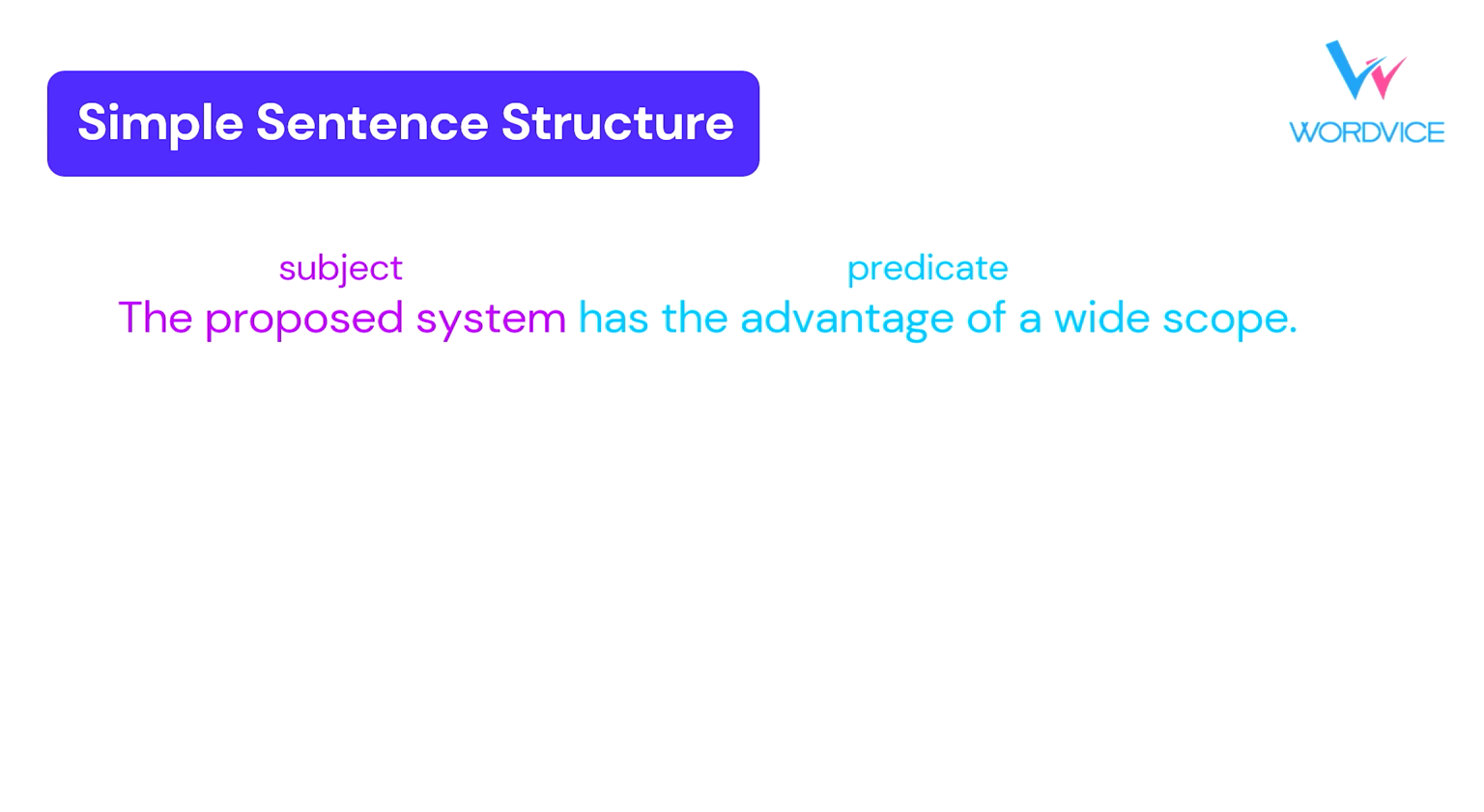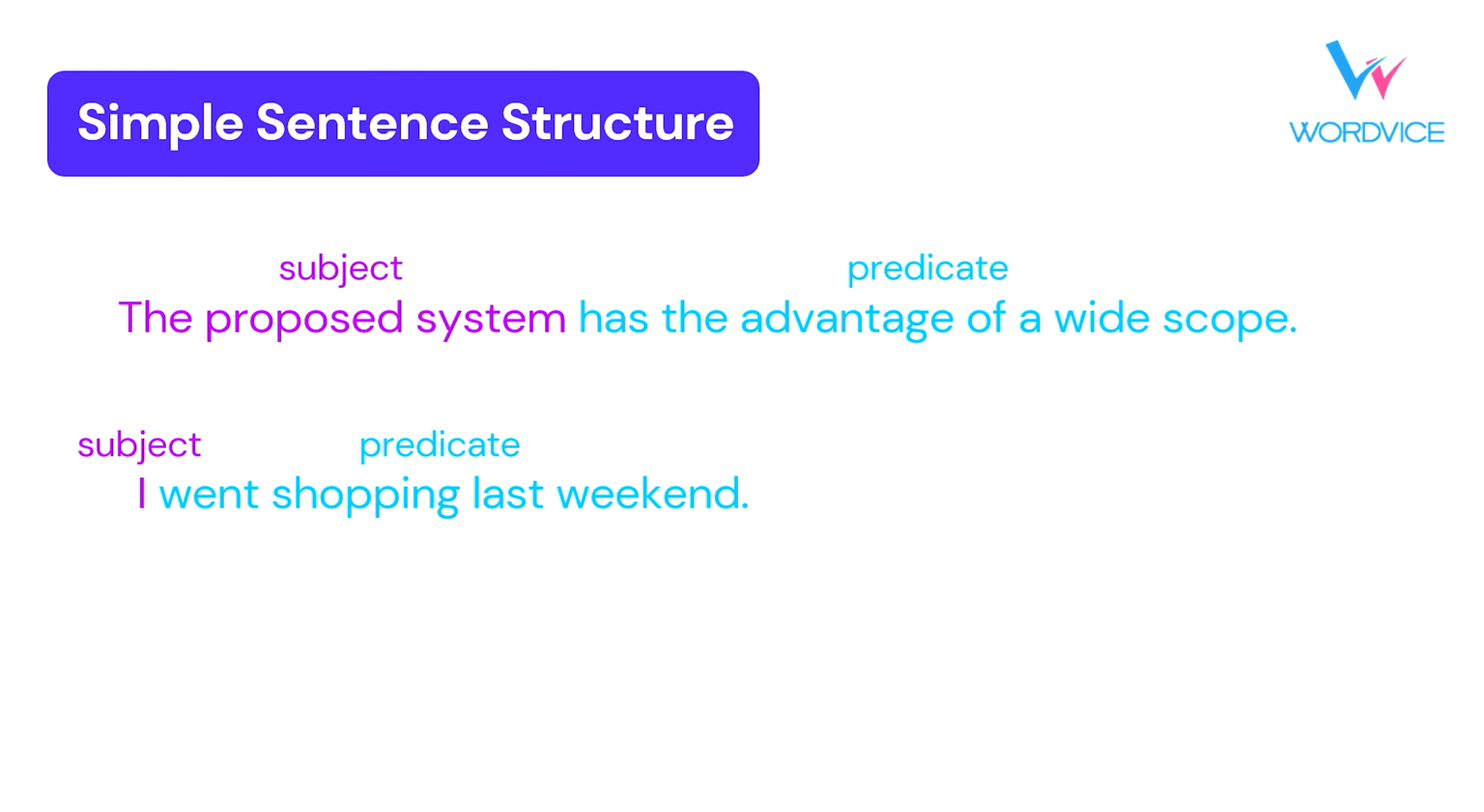A simple sentence is the most basic sentence structure and consists of a single independent clause, which expresses a complete thought and functions as a complete sentence. Both of these sentences are independent clauses as they have a single subject and a predicate. They are simple sentences because they contain no additional sentence elements.